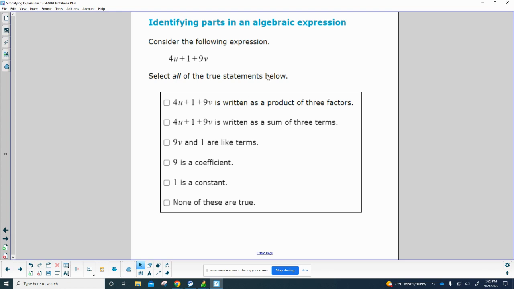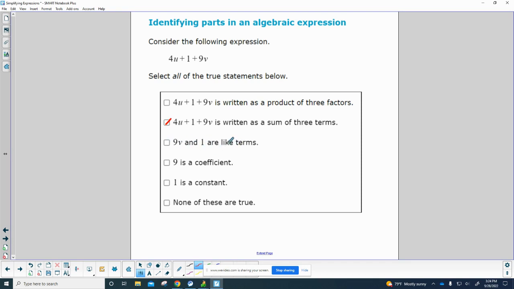So in our lesson, you're probably going to see a few problems like this where we give you an algebraic expression, and we just see if you understand what it actually represents. So you're going to go through and check off all the true statements. So we've got three terms here. They're all being added together. The first statement says, is it written as a product of three factors? And the answer is no, it's not a product because it's not being multiplied together, it's being added, which is what the second statement says. So we can put a little mark there saying that that one is a true statement.